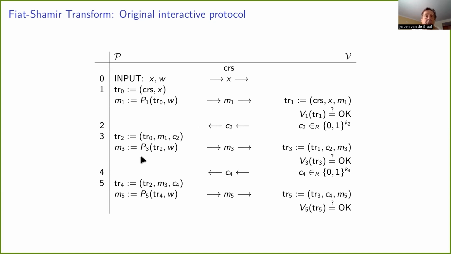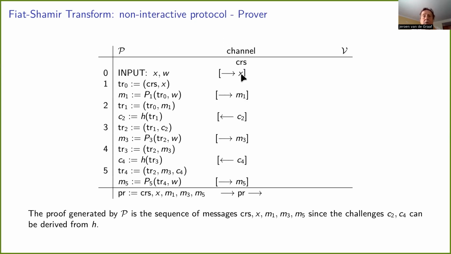Now, in the Fiat-Shamir transform, what we are doing is the following. Instead of the prover receiving a challenge from the verifier, the prover is going to create its own challenge. You can see this here. The challenge C2 now will be the hash of the transcript of all the messages that have been sent so far. So what you see here in the middle is only conceptual. It's to make the relation clear between this slide and the previous slide. But it's not really there.